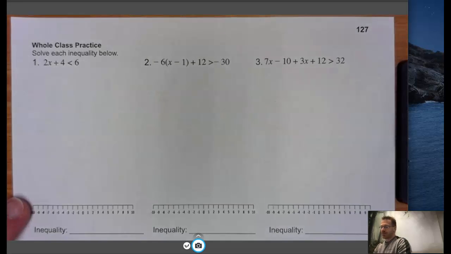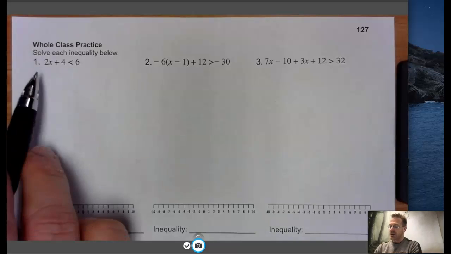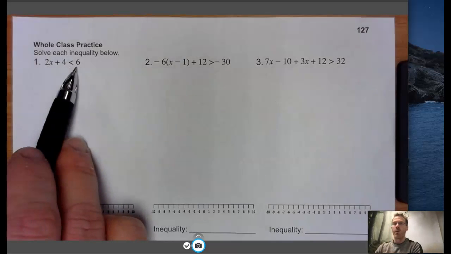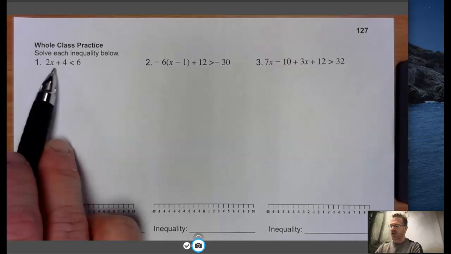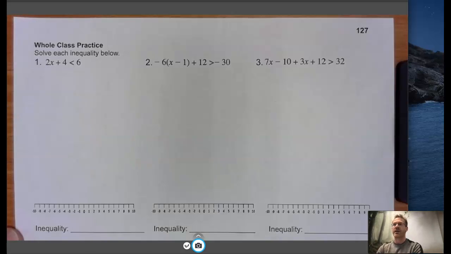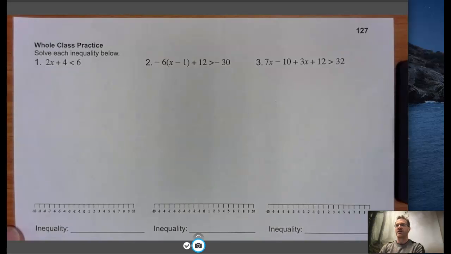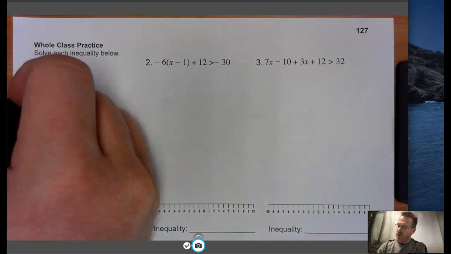All right, so here is our first example, number 1 here. 2x plus 4 is less than 6. Now once again, if we think about this, this is slope-intercept form. This is a horizontal line, right? So we're asking, where is this line that's in slope-intercept form below that horizontal line? So what we want to do first is find where they are equal. So the first thing we're going to do is just rewrite this as an equation and then solve it the way we know how to solve an equation.